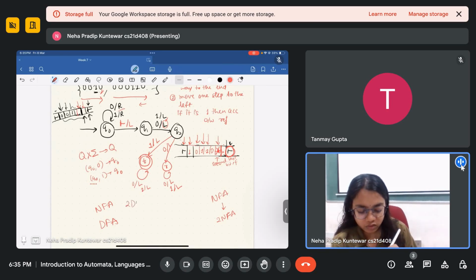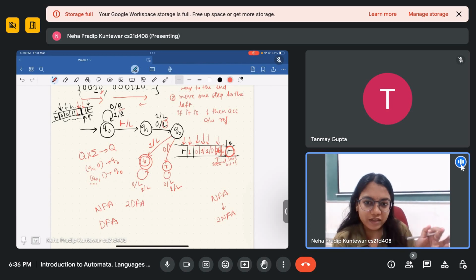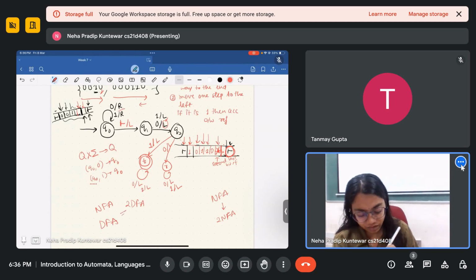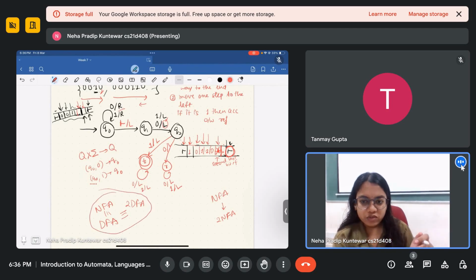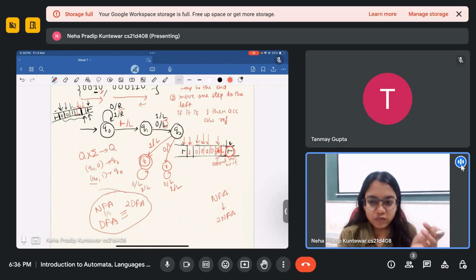Now we are looking at this 2DFA, which looks like it has more power because it can read, come back and read, go to the left and right and keep on doing that. But it also turns out that they are equivalent. So all of these are basically equivalent. The proof of that is not a part of this course, but just to let you know. But why do we study the 2DFA model?